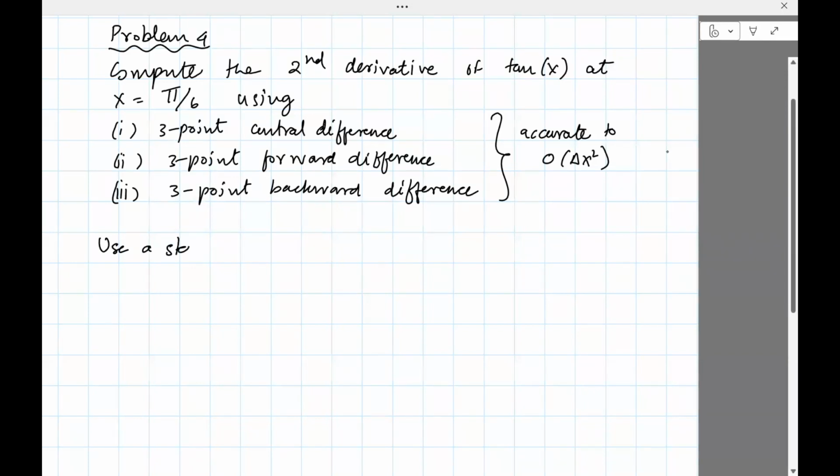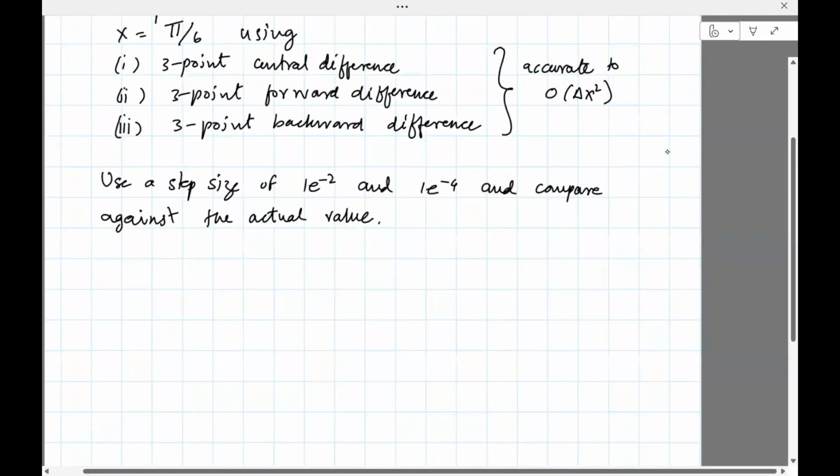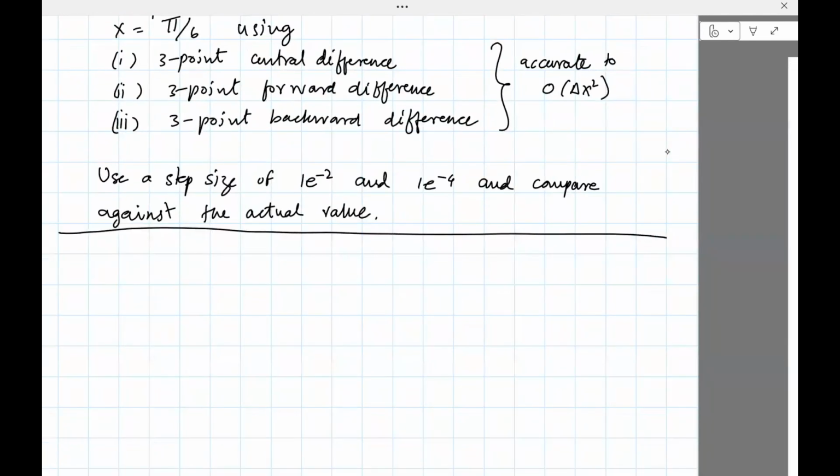Use a step size of 1e negative 2 and 1e negative 4. And of course, compare against the actual value. So you want to do the easy part first, which is actually get the actual value. So let's do that.